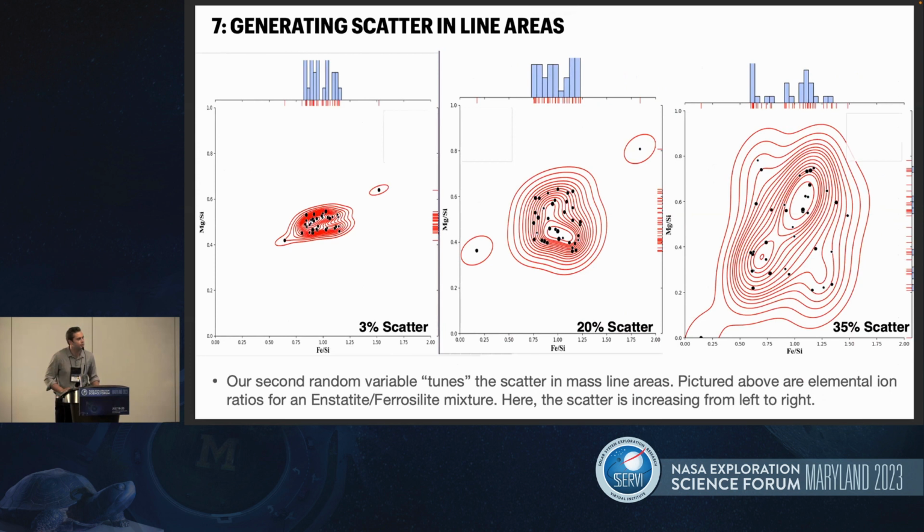We plot elemental ratio versus elemental ratio on both axes, and we basically want to look for clustering. And if we see a really tight clustering here, as indicated by the topographic lines, then we can safely say that that's the composition of our dust particle.